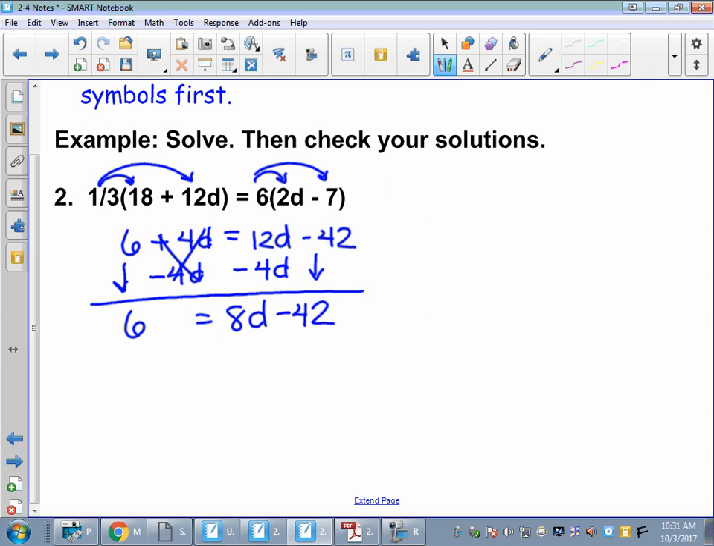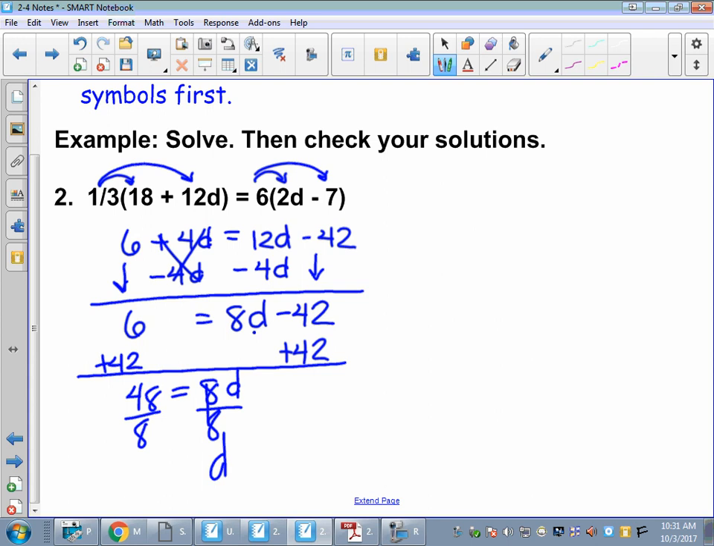Now I want to get the d all by itself, so there's my variable. Right now, 8 is multiplying that variable, and we're subtracting 42. So I'm going to add 42 to both sides. 6 plus 42 is 48. And then I'm going to divide by 8, and my d value is equal to 6.